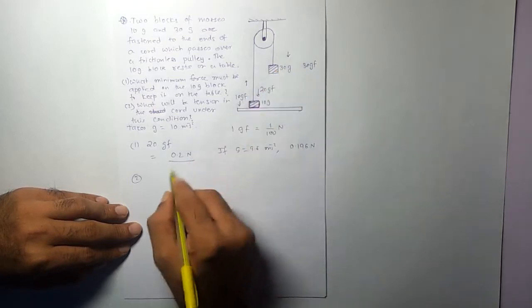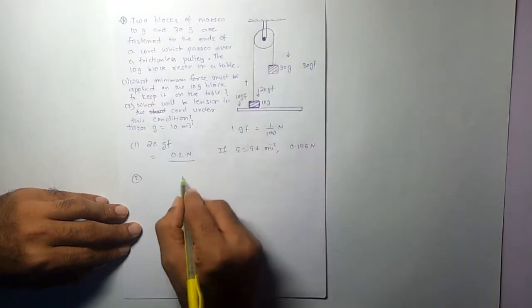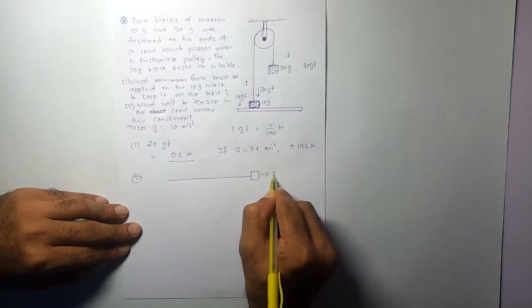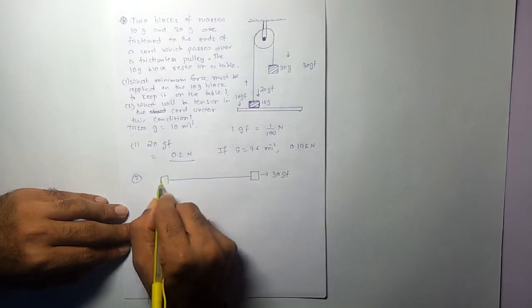So if I show this as one complete body and as one rod, then I have a situation like this, that here 30 GF is being applied, here also 30 GF is being applied.